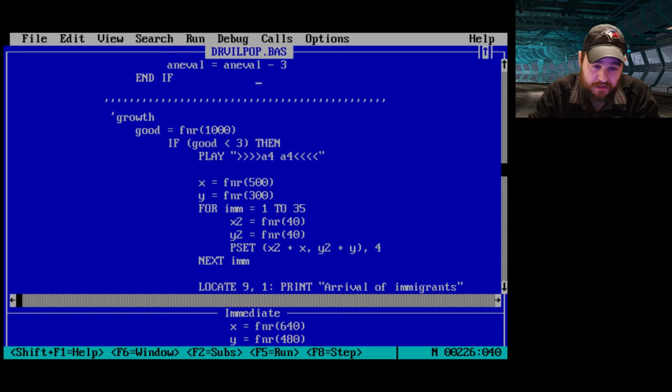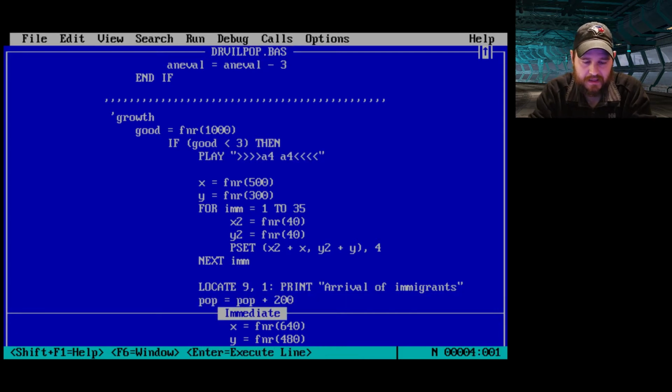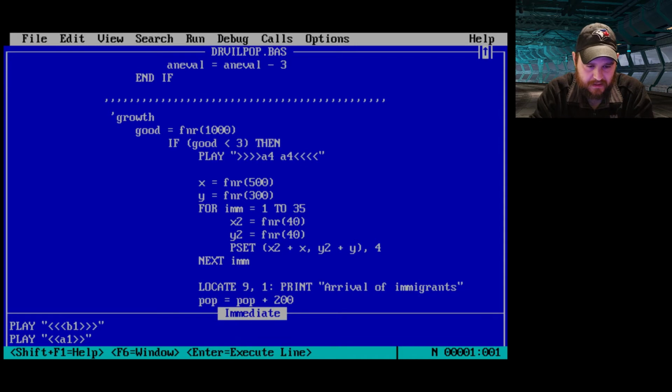These are all the goods. So this is randomly between 1 and 1,000. If it's less than 3, this is where the immigrants are coming. Okay, and he really bumped this octave up. This is really, really high. I'm going to delete all that.